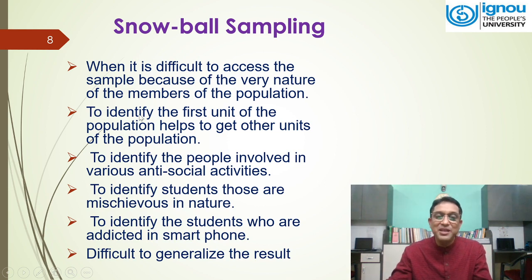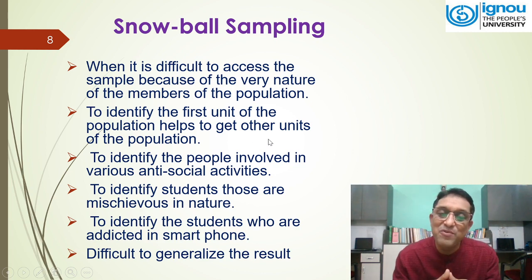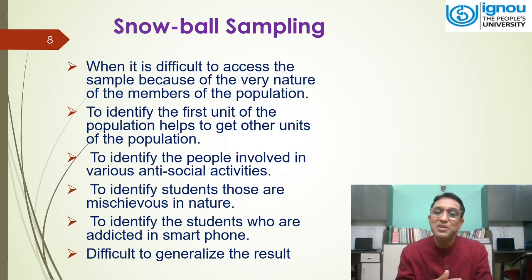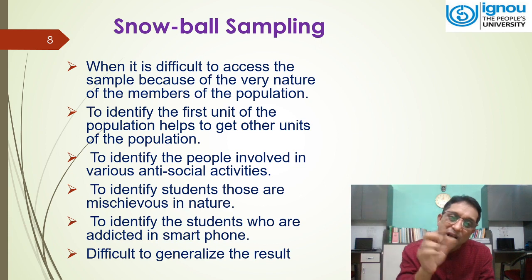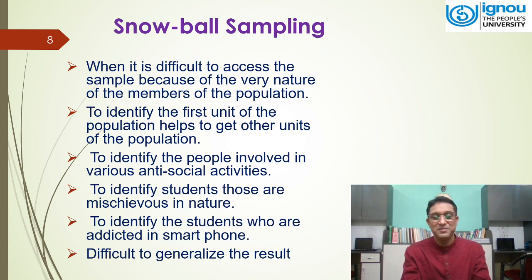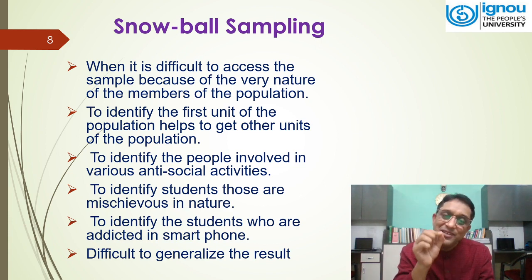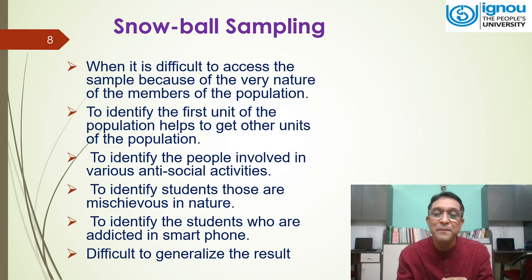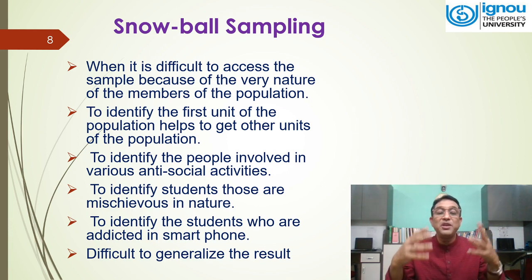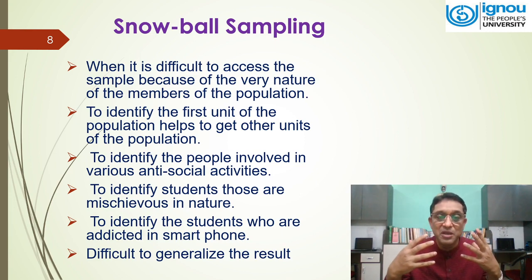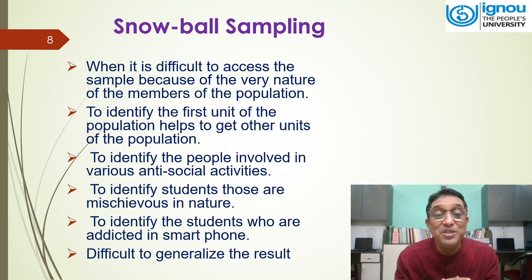Second, identifying the first unit of the population helps to get other units of the population. In snowball sampling, as a researcher you are not getting an idea about the population, but anyhow first you try to get at least one unit of the population. If you get at least one unit, then by targeting that unit you can find the other units of the sample.